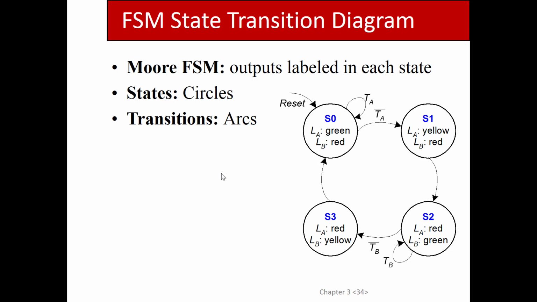Oh, also notice that there are these loopback arcs shown here, where you would stay in this state across multiple clock cycles as long as this TA is true. As long as you still have traffic at Academic, we're going to keep the light green. Okay?